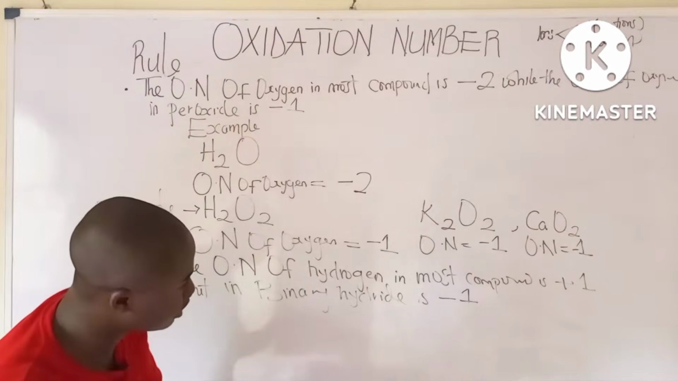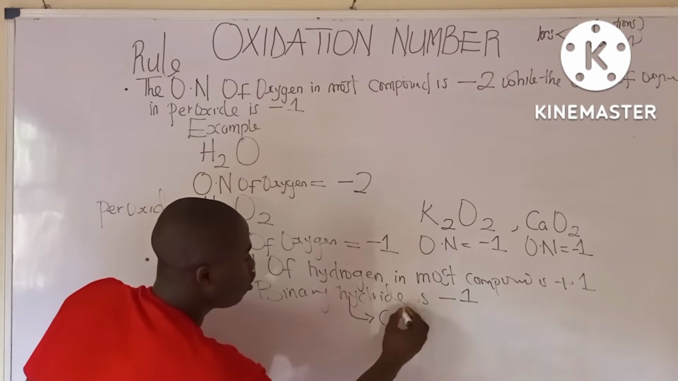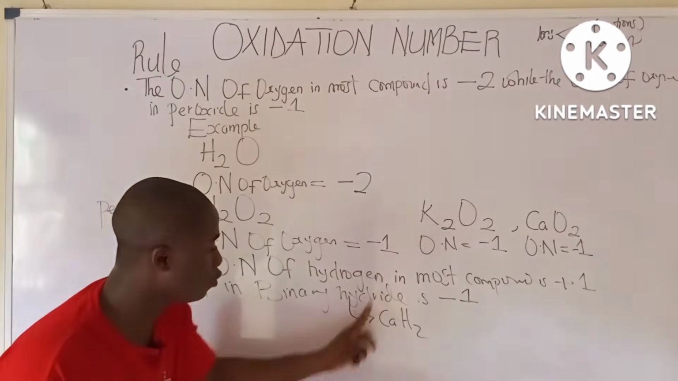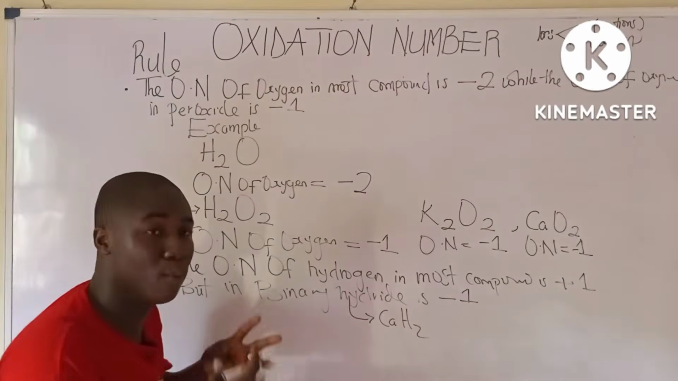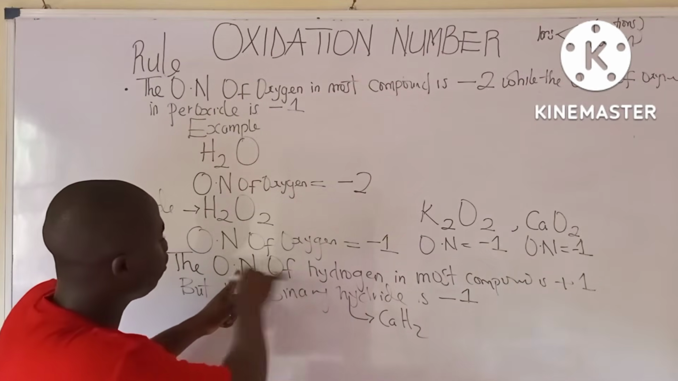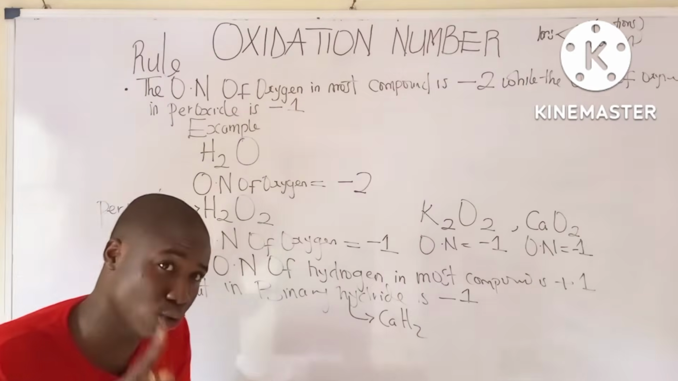This is a very, very important point you must take note of. A good example of a binary hydride is calcium hydride, CaH2. All of these must be noted. But most importantly, you have to take note of the first line, which is that the oxidation number of hydrogen in most compounds is +1.